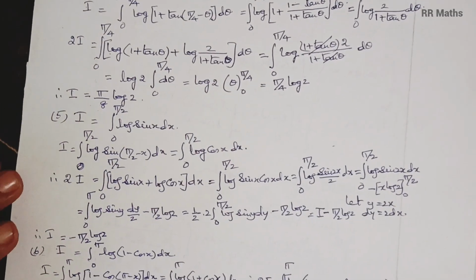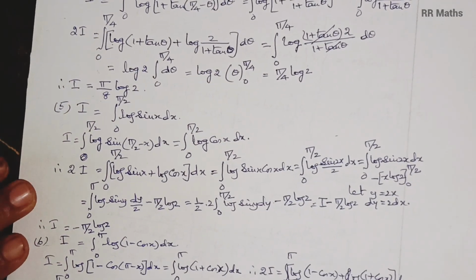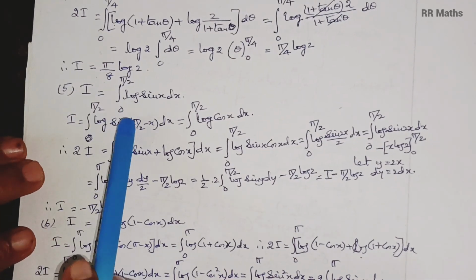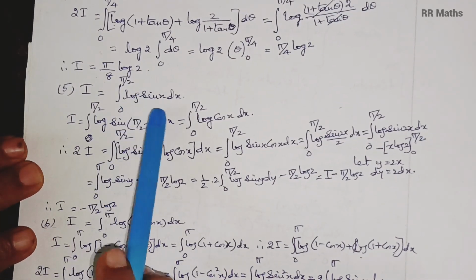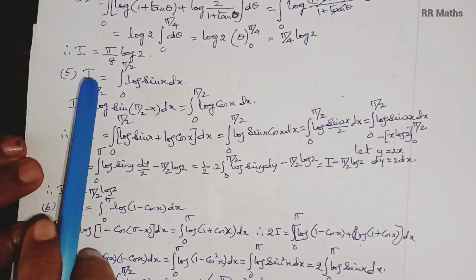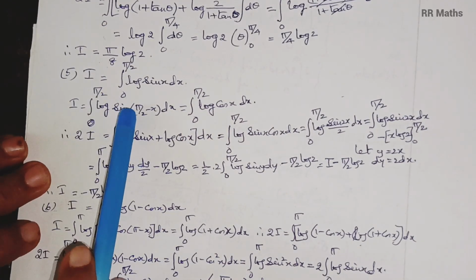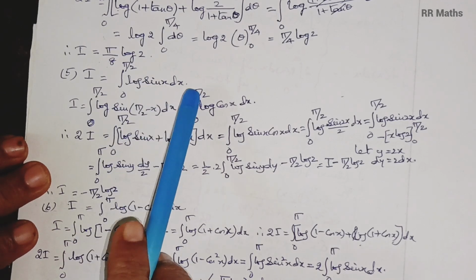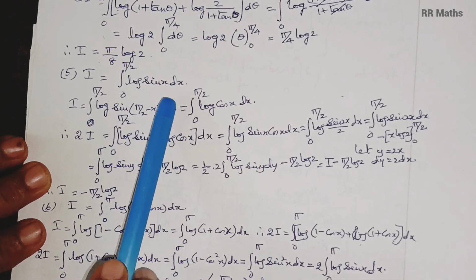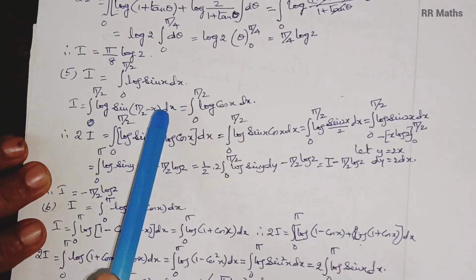Now we go to the fifth problem, which is again a standard problem. Fifth one, evaluate integral 0 to pi by 2 log sin x dx. Now, as usual, I call it as I is equal to integral 0 to pi by 2 log sin x dx. Now use the same property and you substitute for x as pi by 2 minus x.